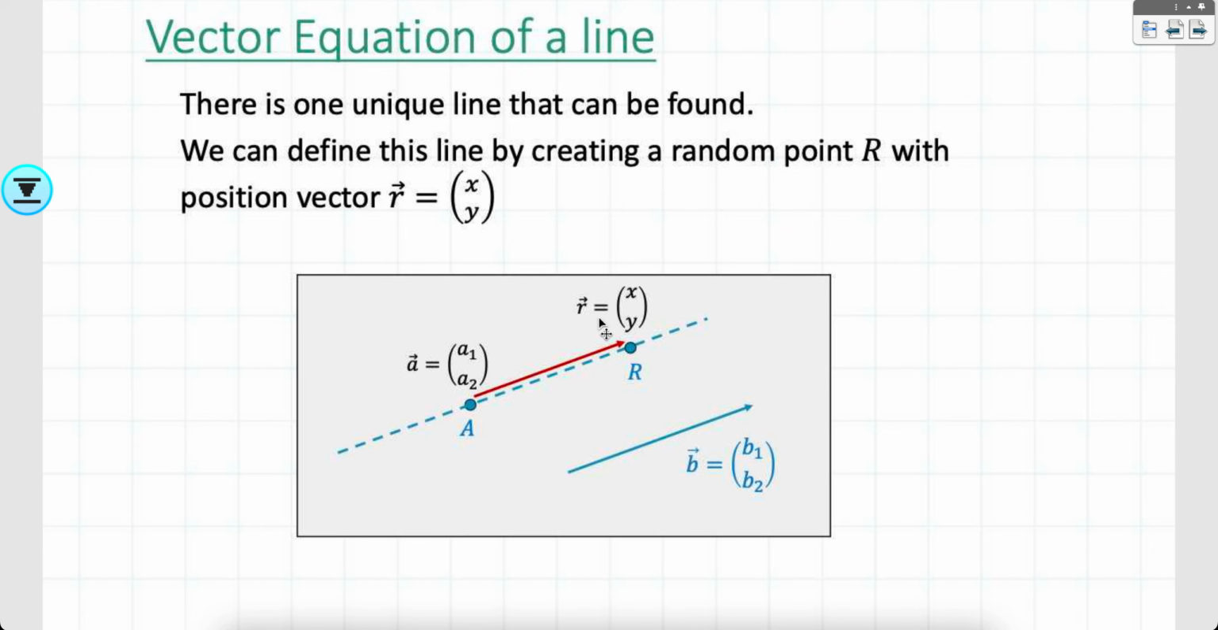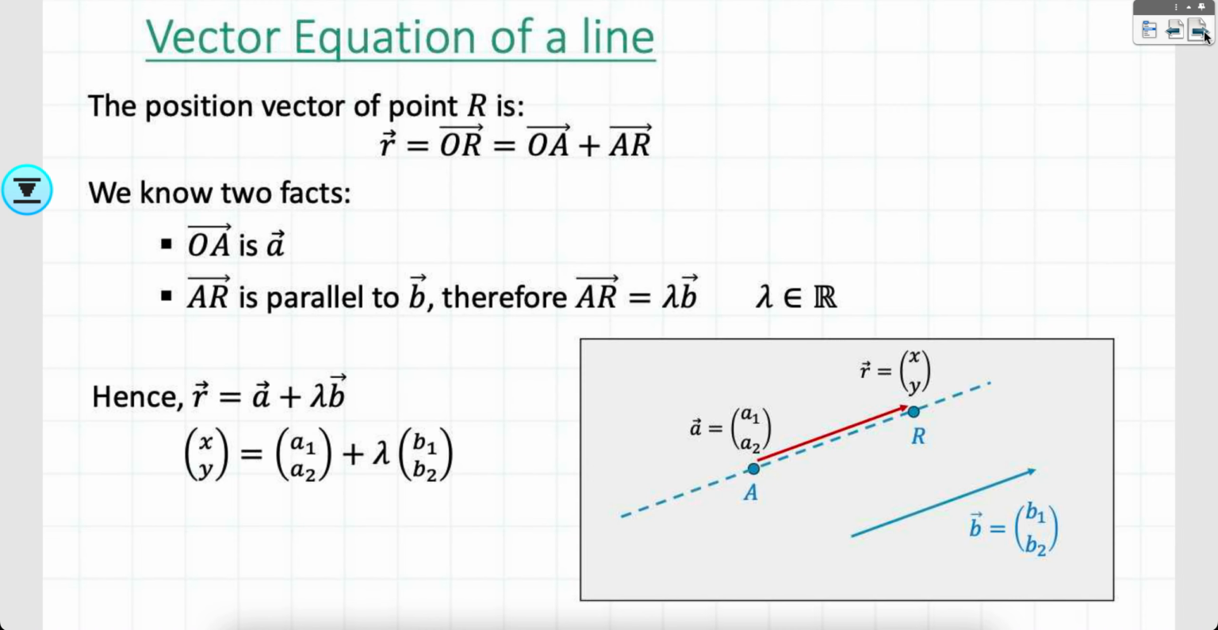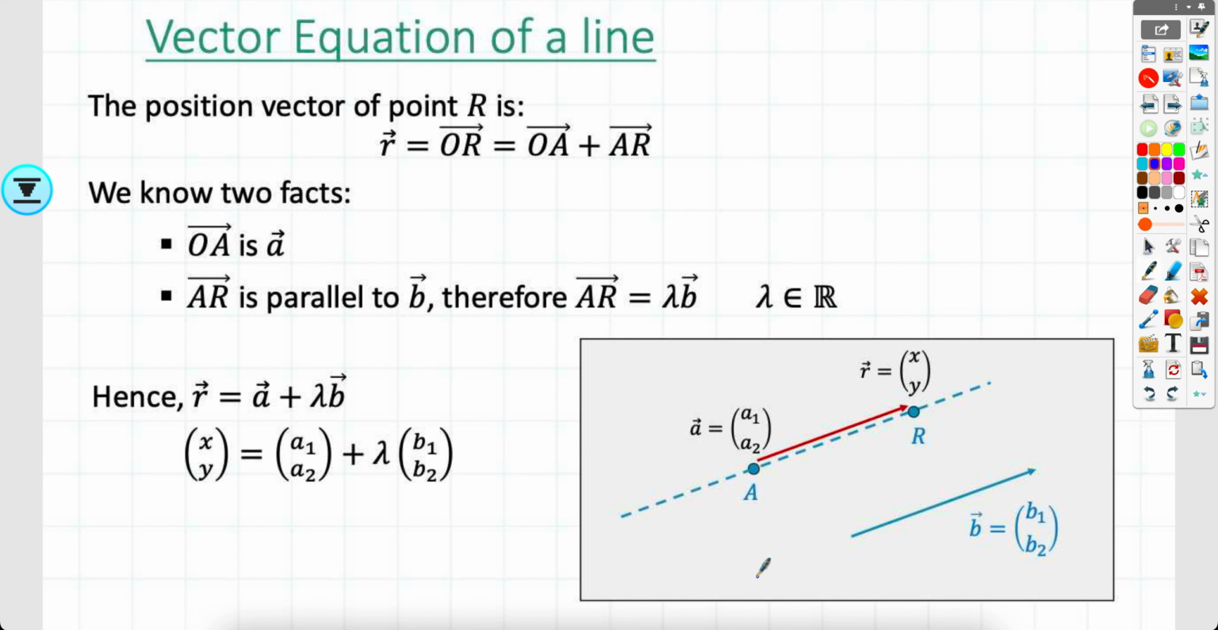So let's start by trying to define these any points on the line. Let's say I have a random point R and it has a position vector x and y. I'm trying to find this value. So how would I go about that? The position vector of R, if we think about it, is from O to R. Think of having the origin somewhere here, let's say. So you're heading from O to R.